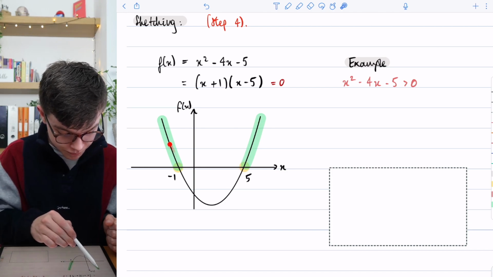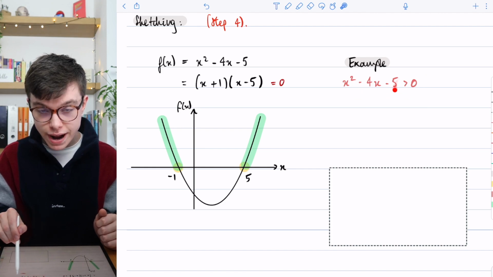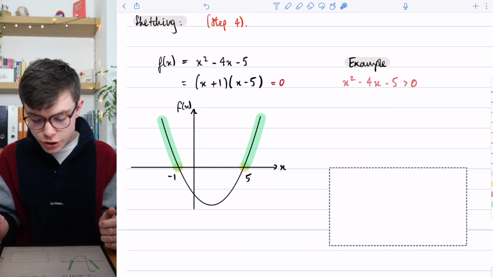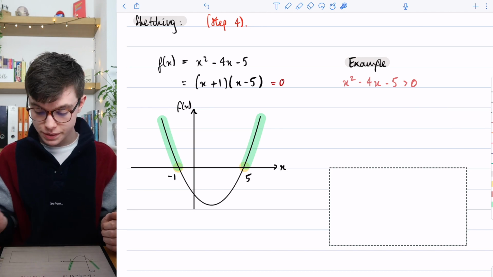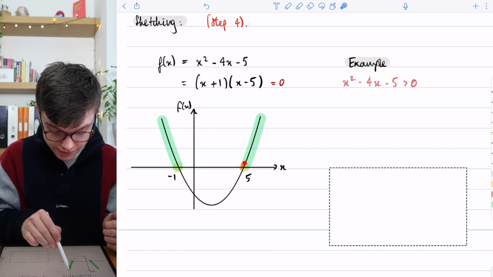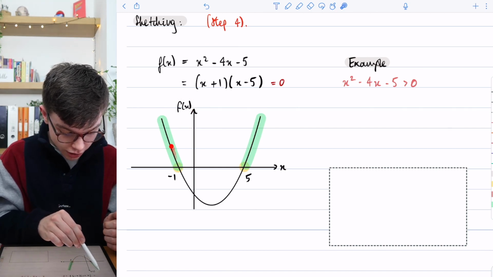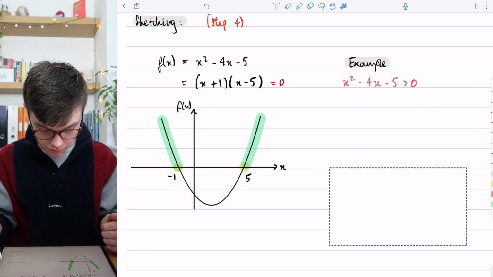This green part here. The reason for that is because we want the quadratic to be greater than 0. So in other words, we want every part of the graph that is above the x-axis. We want it to be greater than 0. So where is f of x greater than 0? It's along these green parts of the graph there, okay?